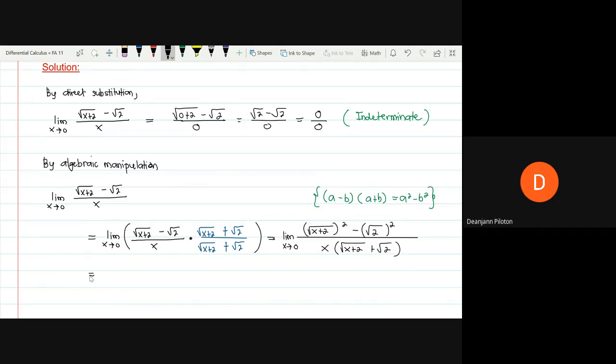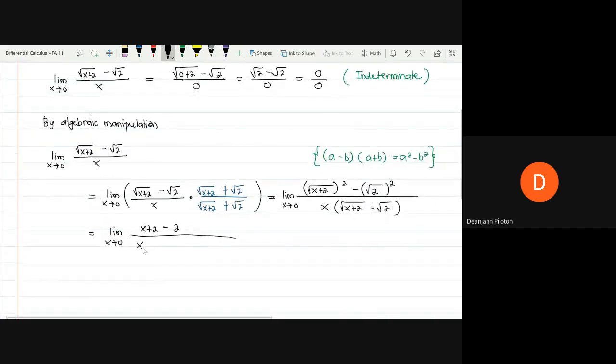Okay, so that means in the numerator, class, the square root symbol is removed. So we have x plus 2 minus 2. And in the denominator, it's the same: x times square root of x plus 2 plus square root of 2. So in the numerator, the 2 cancels. Then what remains is the x, right?